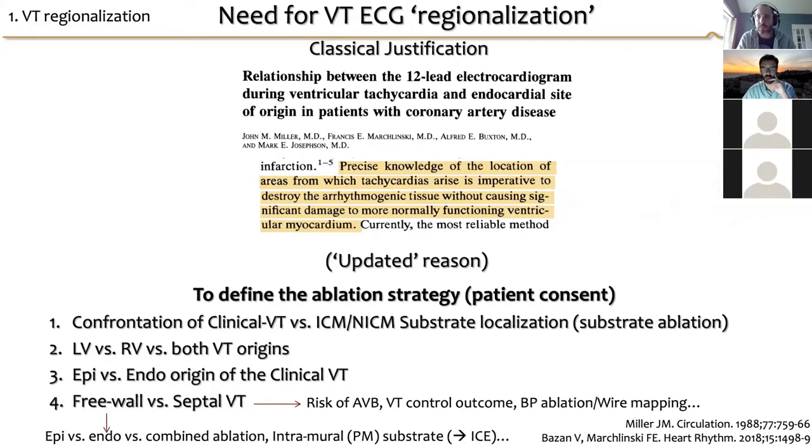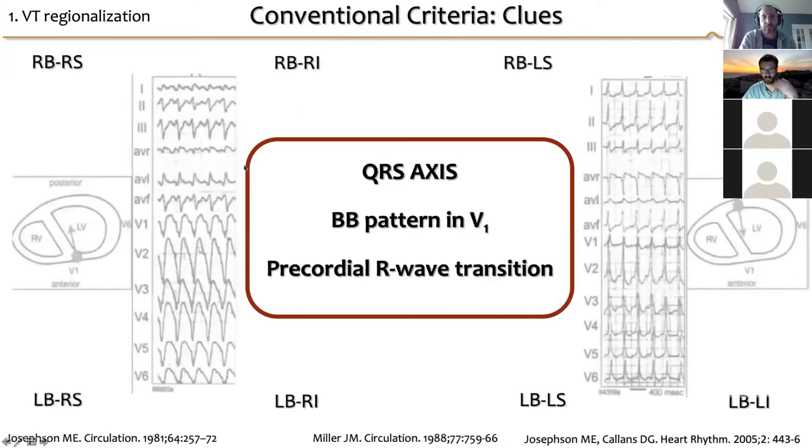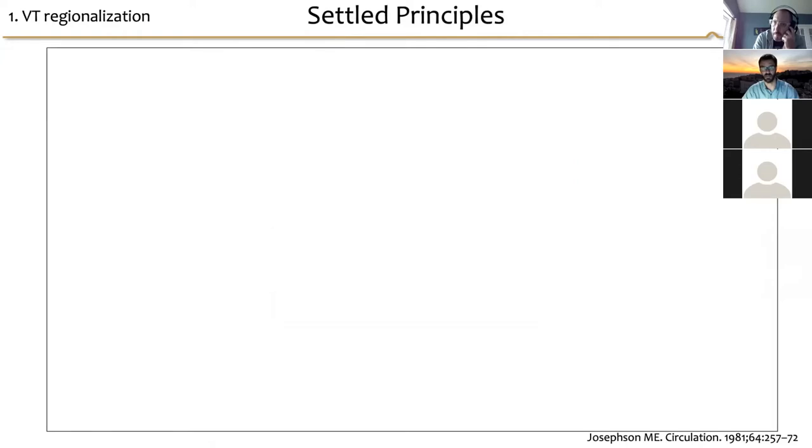So in terms of preprocedural planning, it is extremely important to have a sense of the region of origin of the ventricular arrhythmia. The classical criteria, you are all familiar with them. I won't enter into detail with that. We use three main criteria: the QRS axis, the bundle branch pattern in V1, and the precordial R wave transition. And by only using these three parameters, we get a very good sense, and we have to underscore this, a very good sense of the ventricular tachycardia region of origin.